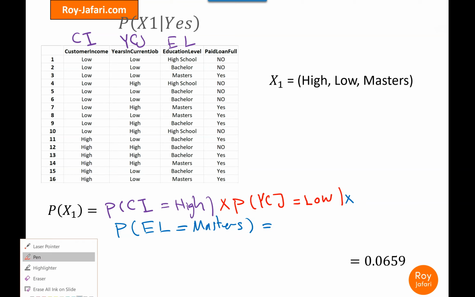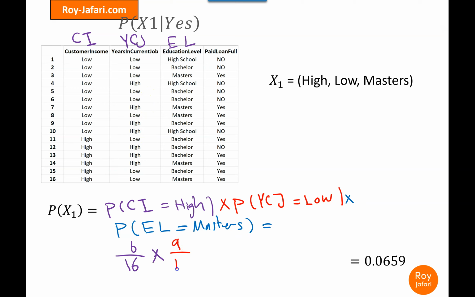The first one, the customer income. We've got 16 data objects, so you have to count the number of high. 1, 2, 3, 4, 5, 6, correct. And then we have to do the red term, so let me change the color here. And then years in current job, low. Let's count 1, 2, 3, 4, 5, 6, 7, 8, 9. So it's going to be 9 over 16.